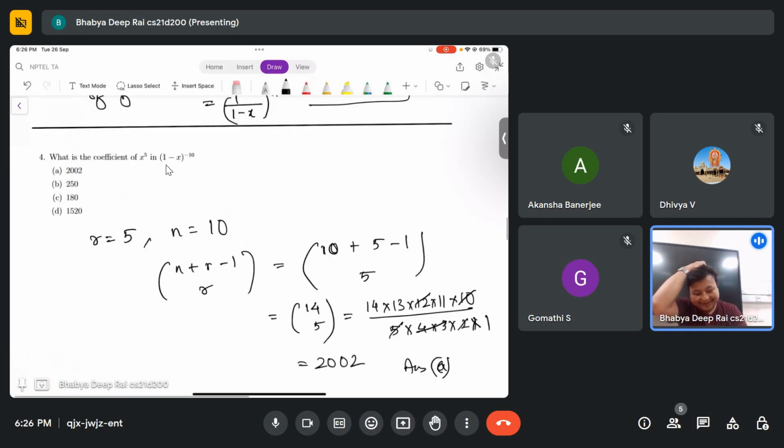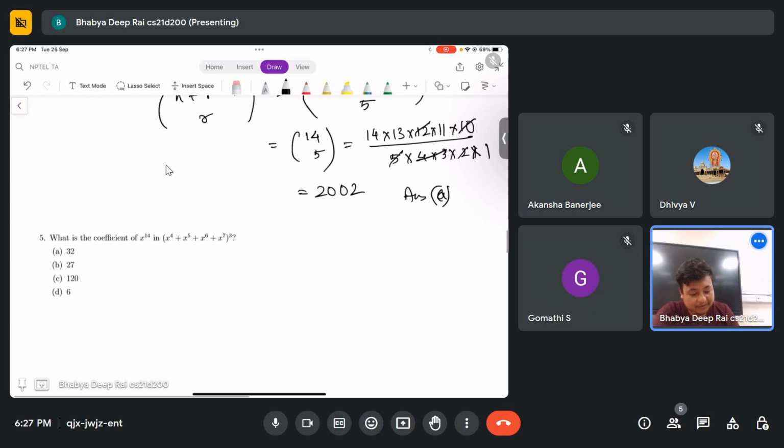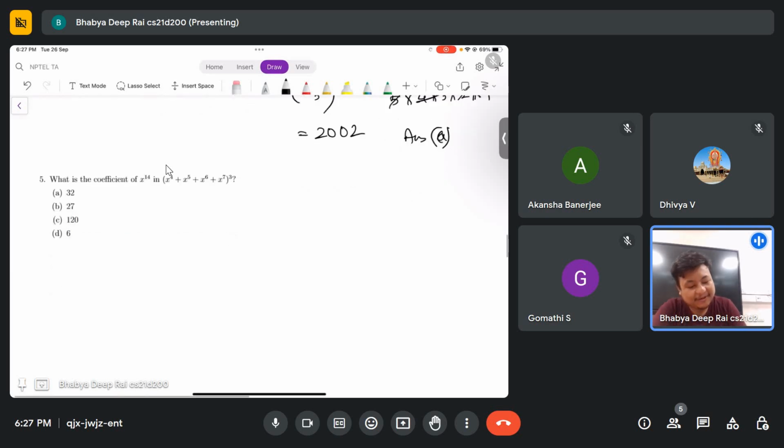So why are we even interested in this? Because this particular quantity, 1 minus x to the power minus n, occurs a lot, as we'll see in the coming questions. So we'll be using this fact a lot. So let's try this particular question.